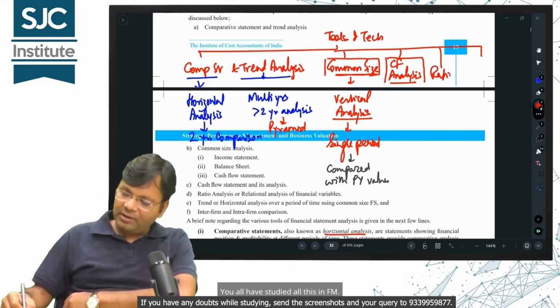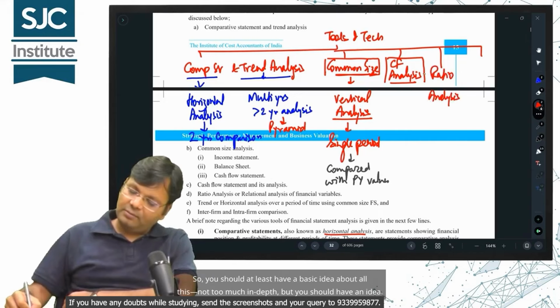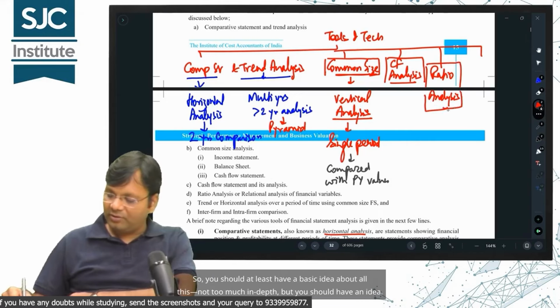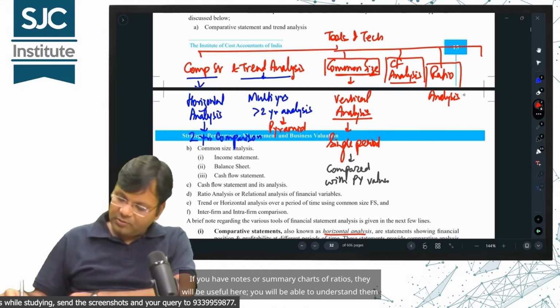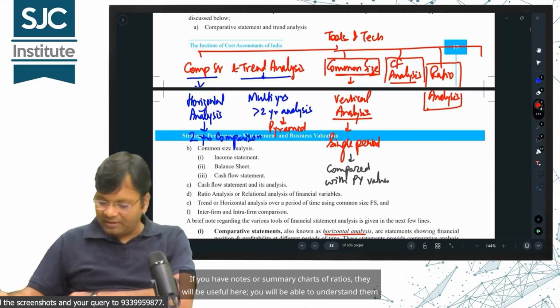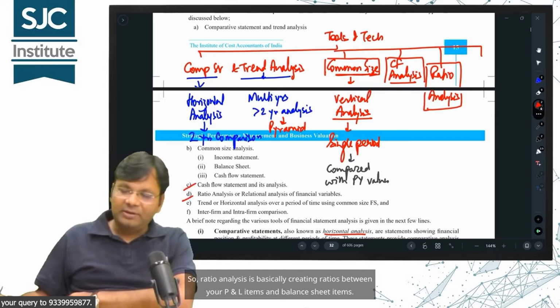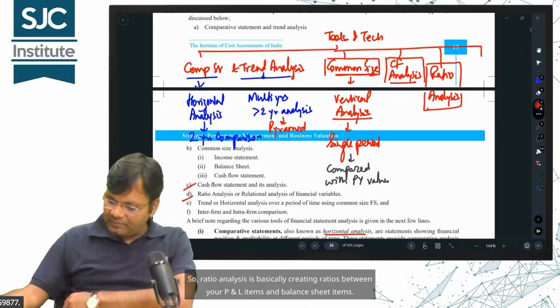You all have studied all this in FM. This is all part of your inter studies, right? So, you should at least have a basic idea about all this, not too much in depth. If you have notes or summary charts of ratios, they will be useful here. You will be able to understand them. Ratio analysis is basically creating ratios between your P&L items and balance sheet items.